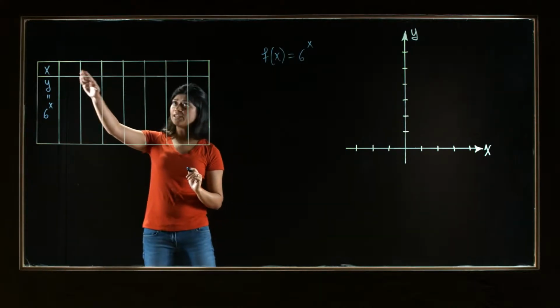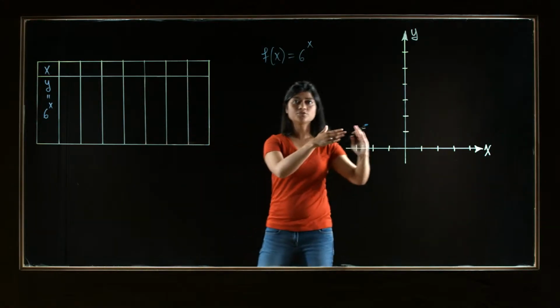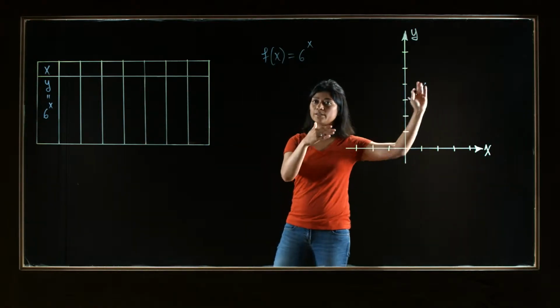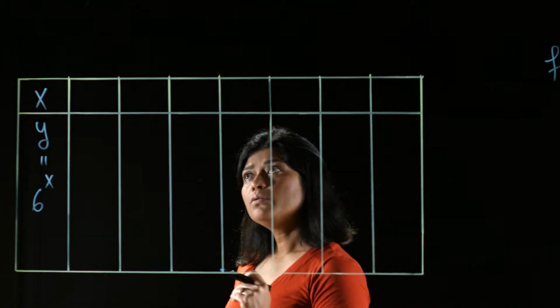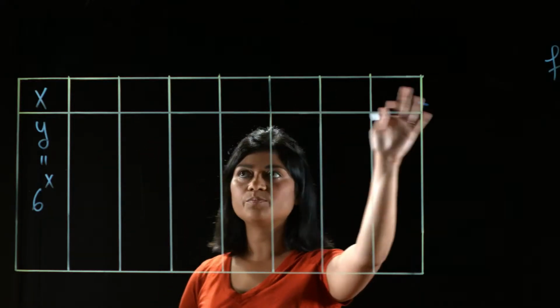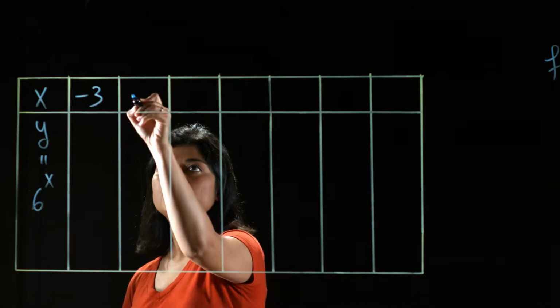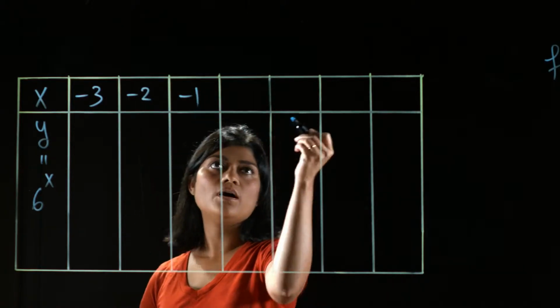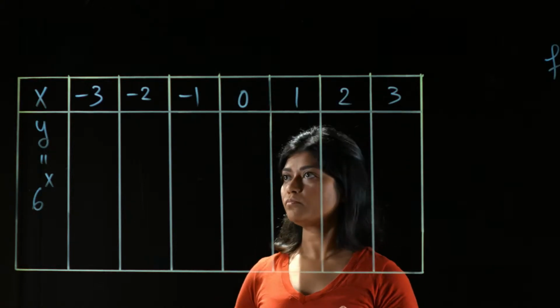So we plug in some values of x and find the corresponding y values, and then we plot all those points and then join them and get an idea what the graph will look like. So let's start with some negative points, then 0, and then some positive. Let's say we want to know what happens at -3, -2, -1, 0, and then 1, 2, and 3.